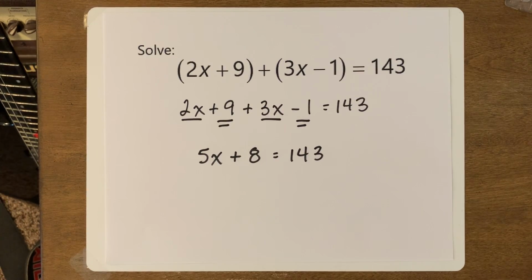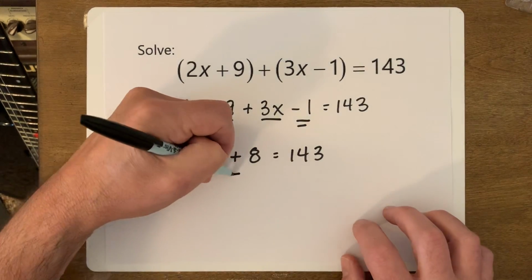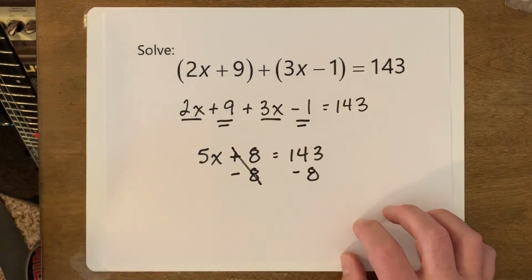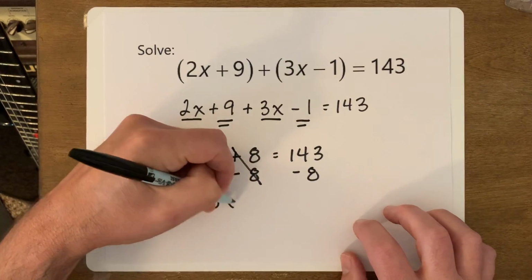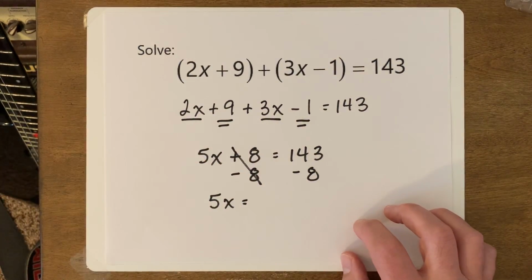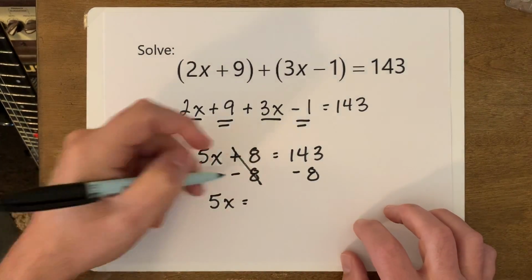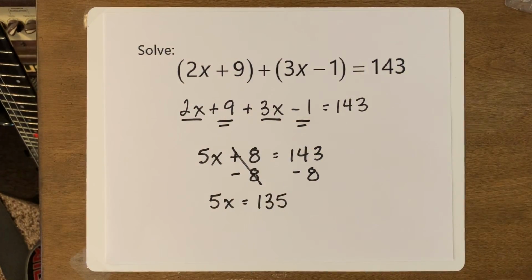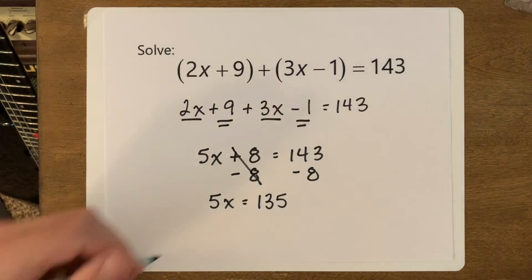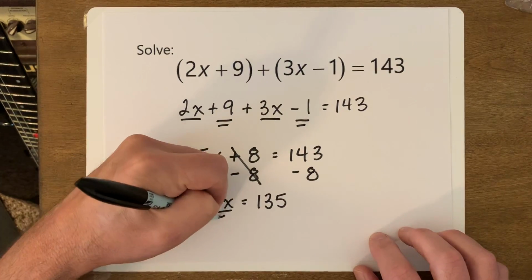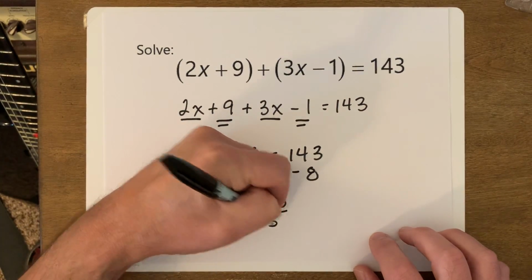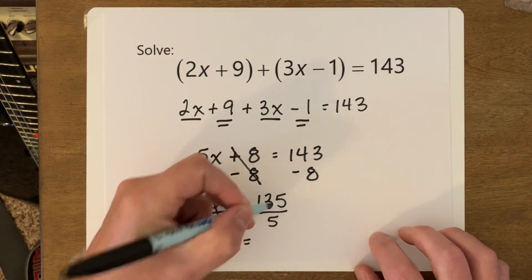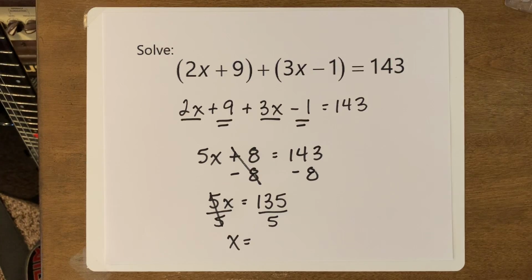So now I need to go ahead and subtract 8 on both sides. Those cancel. Bring down my 5x. And now 143 take away 8 should be 135. Okay, so now I'm at a one-step equation. I divide by 5 now, and x is equal to whatever that turns out to be, and that should be 27, I believe.